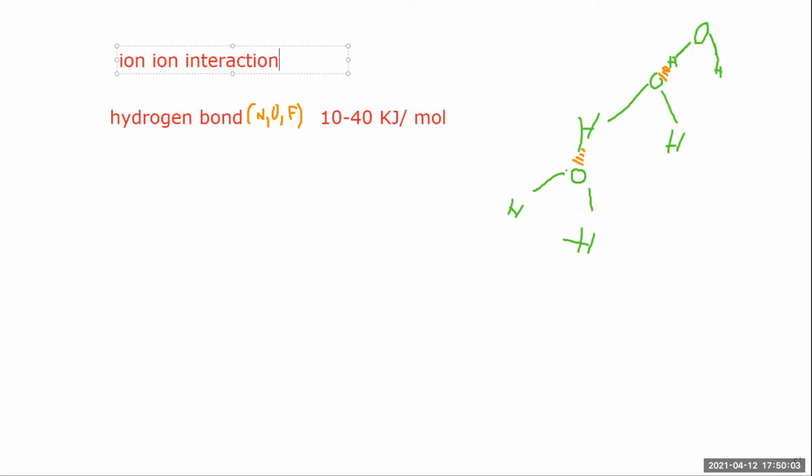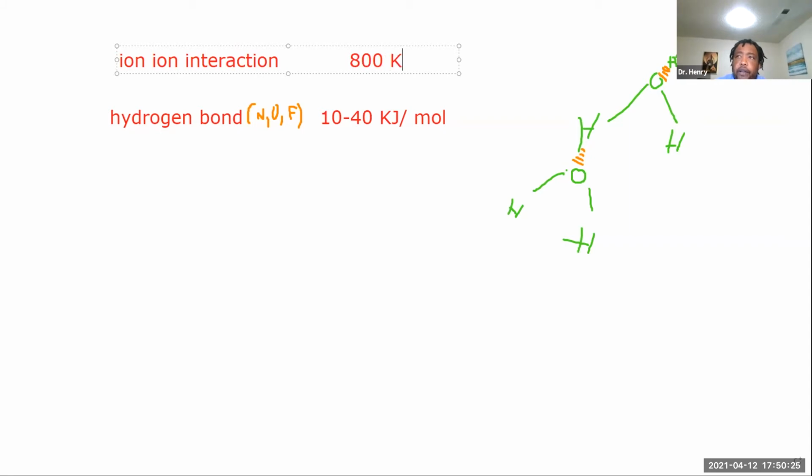Okay. So if we have an ionic interaction, typically the low end of an ionic interaction, and again, depending on which ionic compound we're talking about, is roughly maybe about 800 kilojoules per mole. Okay.